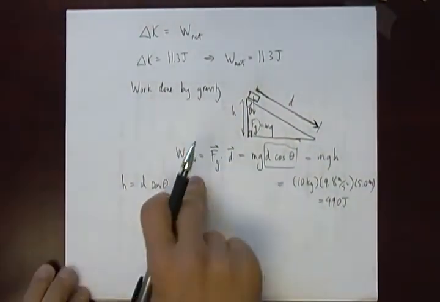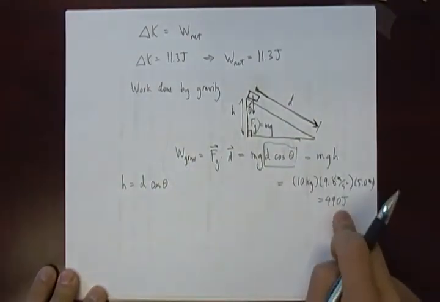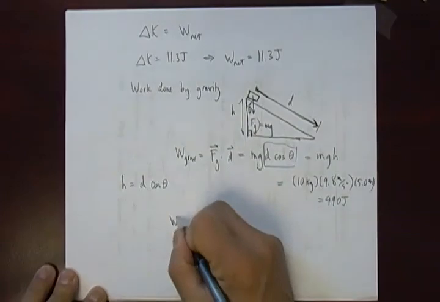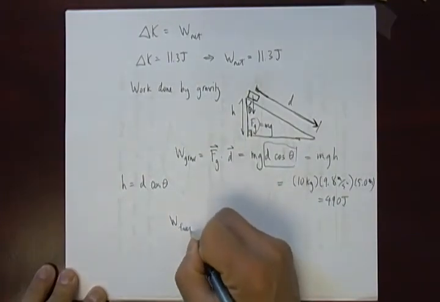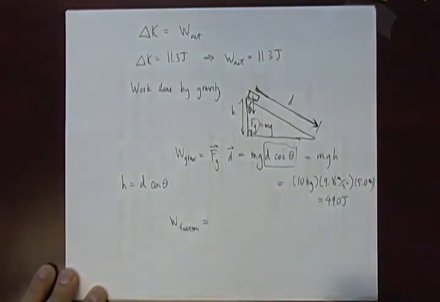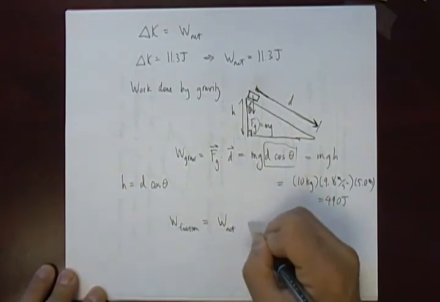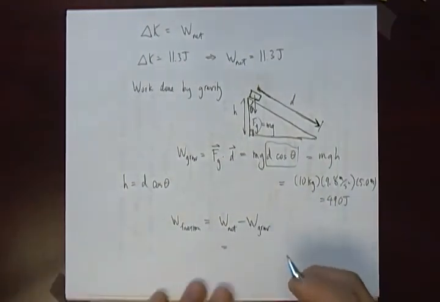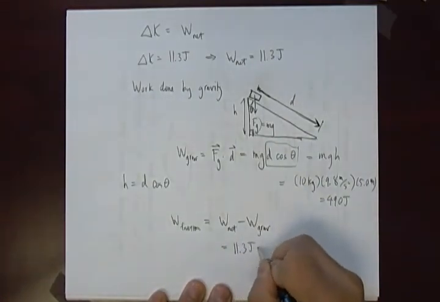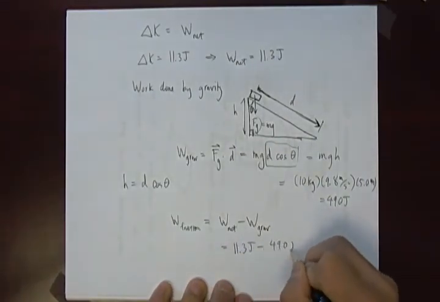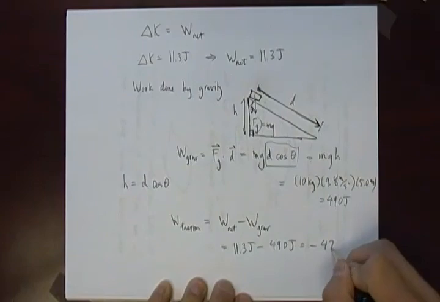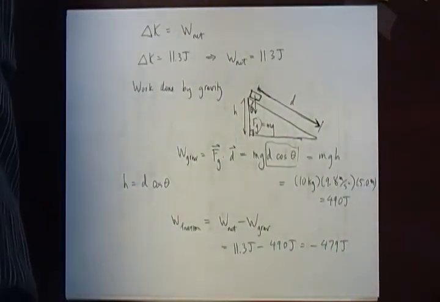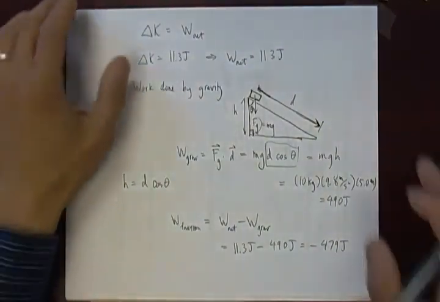We have the work done by gravity is 490 joules. The work done by the net force is 11.3. So there's only one other force, that's the force due to friction. So that must be the work done by all the forces minus the work done by gravity. And so that will be 11.3 joules minus 490 joules. And that gives you negative 479 joules. So that was a lot of work for a fairly straightforward problem.